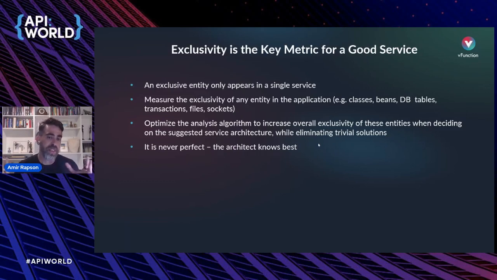If we're talking about a monolithic application and we are extracting a service, and that service has a class, we want the class to appear only in that service. It means two things. First of all, if a class is part of a domain, thinking about domain-driven design, you want that service to have the exclusivity of the domain. So you want the highest degree of classes that are exclusive to the service.